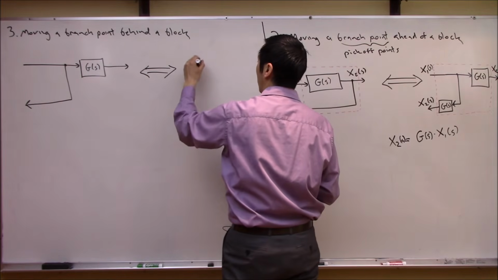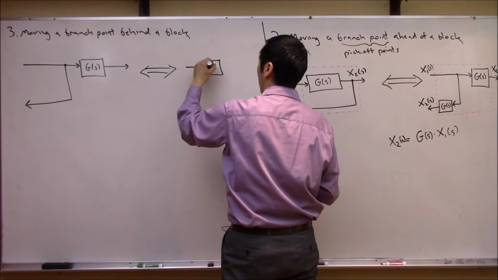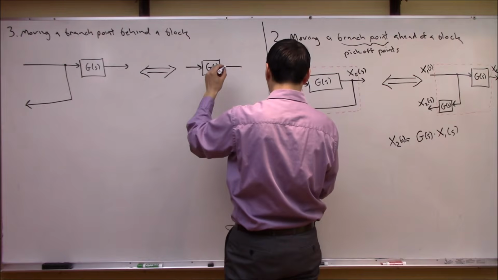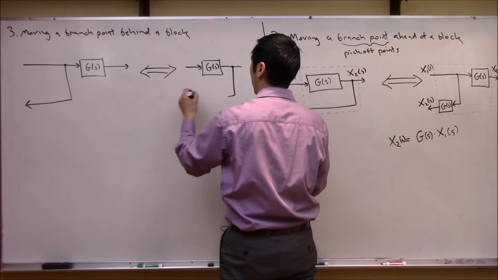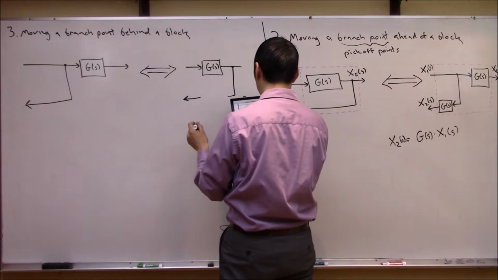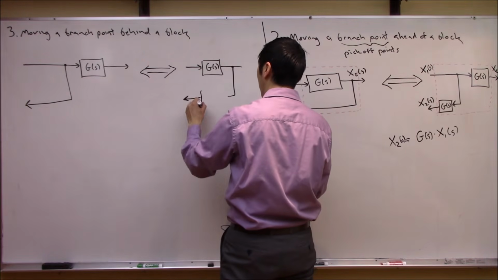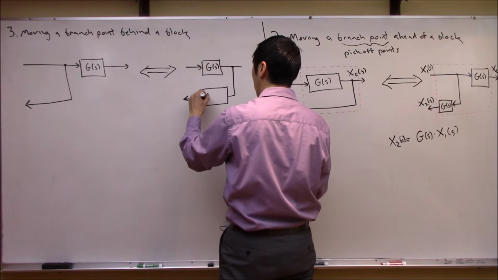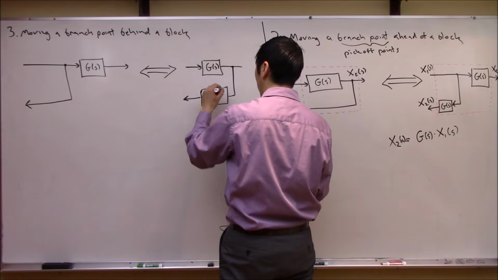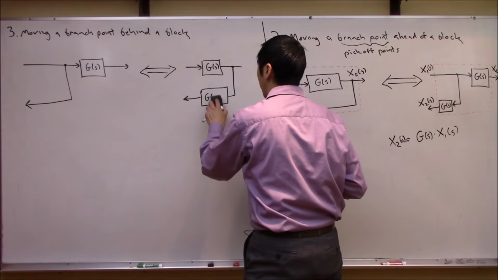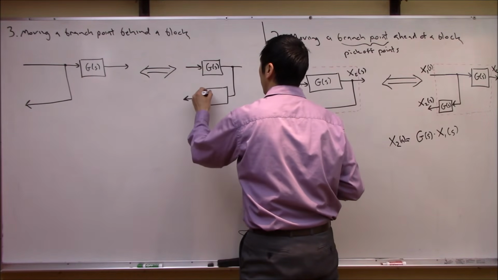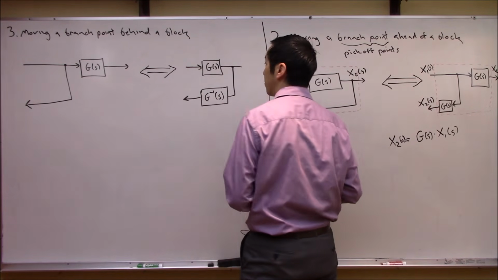So now you've got this here. And then what we're going to end up doing is you're going to see that in order to make this equivalent, you're actually going to have to put in G inverse. Maybe I'll write it G inverse of S. Maybe that's a better way to write this. G inverse of S. Okay?